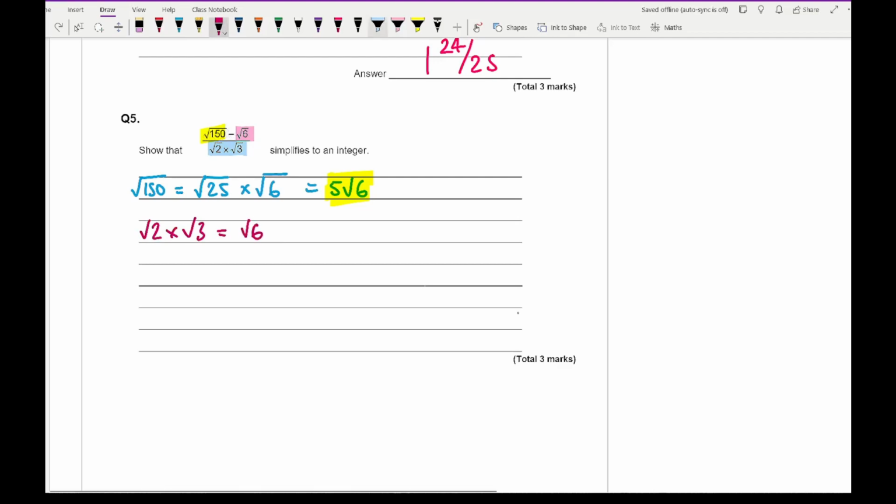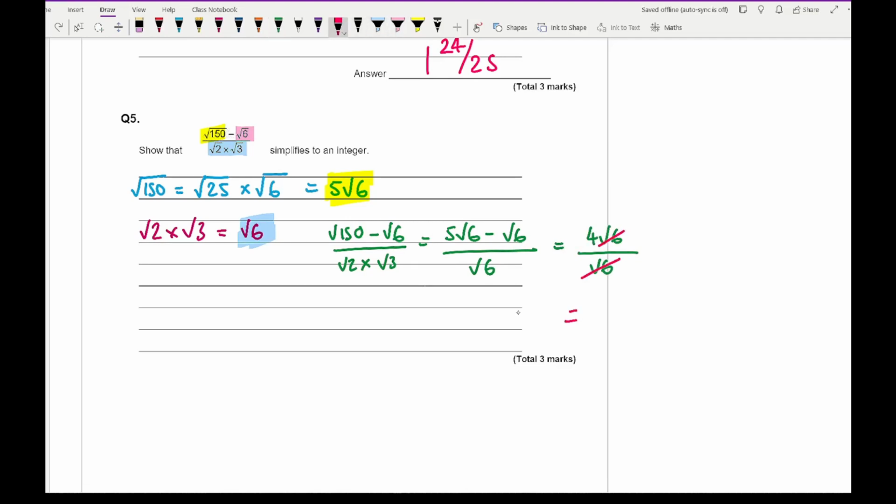So then swapping each of these in, let me just write it out again. Root 50 minus root 6 over root 2 times root 3 is the same as being root 6, 5 root 6 rather, minus root 6 over root 6. So looking at the top, that's going to give me 4 root 6 over root 6, and we can then cancel the root 6, leaving with a final answer of 4.